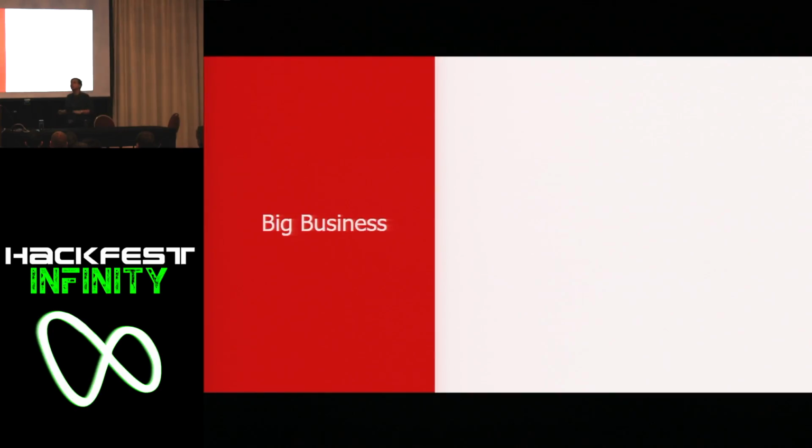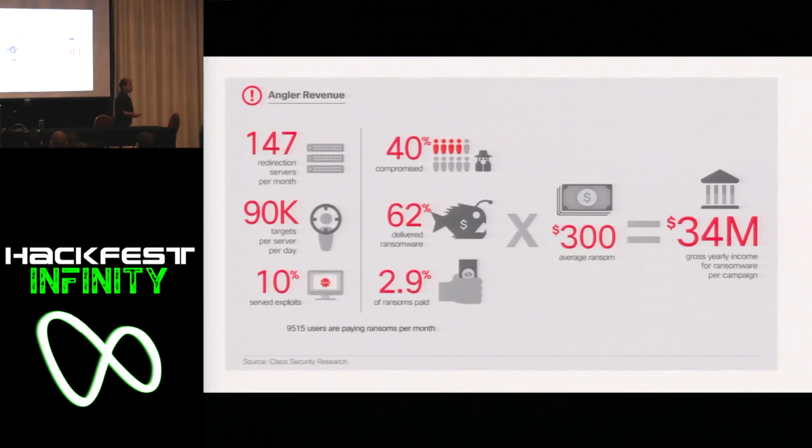Now, this is big business, as I mentioned. Let's look at some of the numbers. Realize these numbers are associated with Angler, which is no longer around, but it gives us a good idea of what kind of money we're talking about here. Let's say they have 147 redirection servers. Out of that, they're targeting 90,000 browsers per redirection server, and they're serving about 10% exploits.